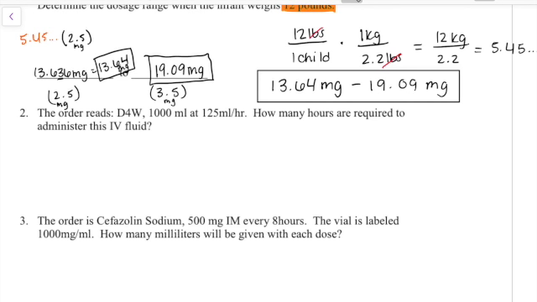The order reads D4W 1,000 mLs at 125 mLs per hour. How many hours are required to administer this IV fluid? So we have 1,000 mLs at 125 mLs per hour. How many hours are required to administer this fluid? So our answer is going to be in hours. Okay, so we have 1,000 mLs for the dose. And we're doing mLs, 125 mLs per hour.